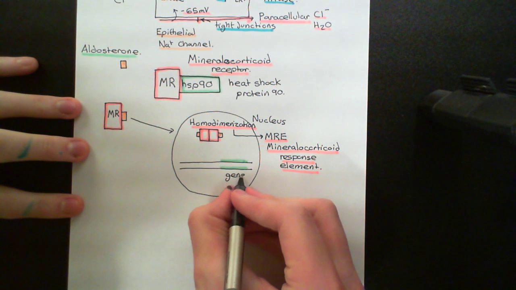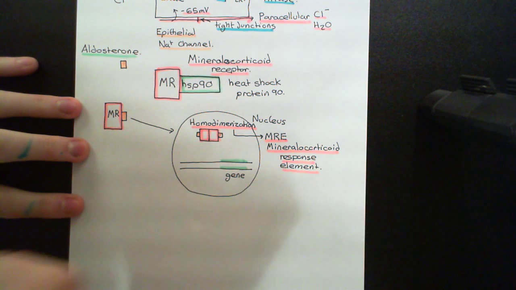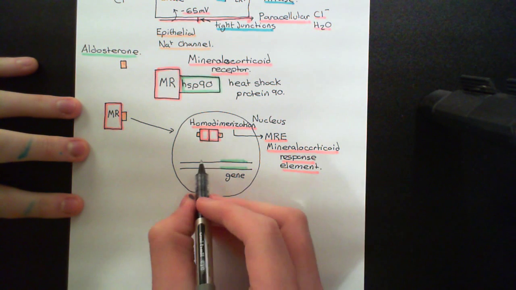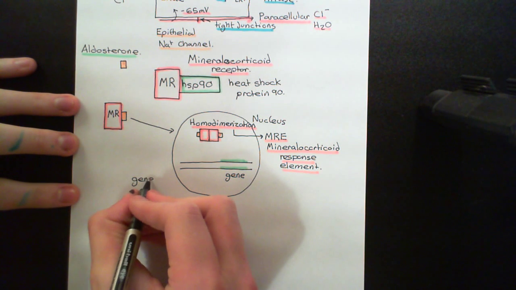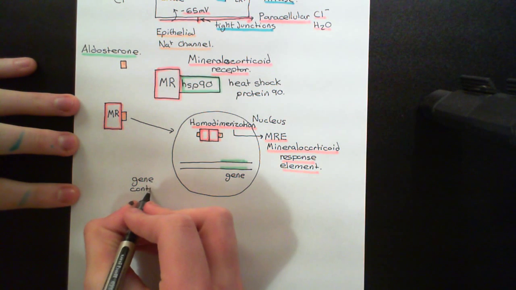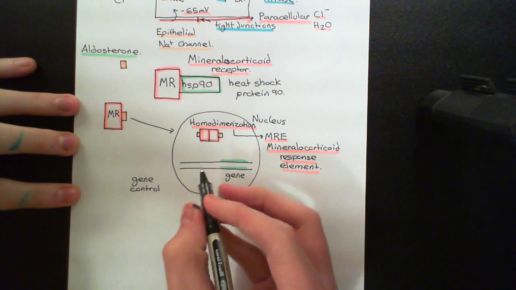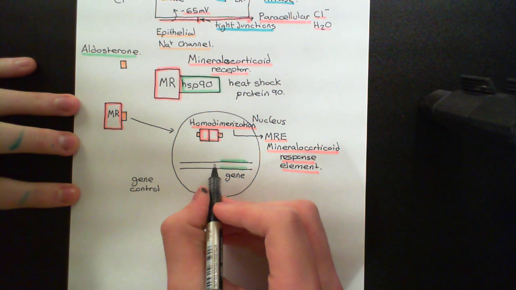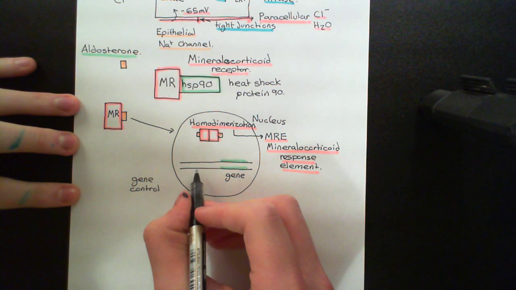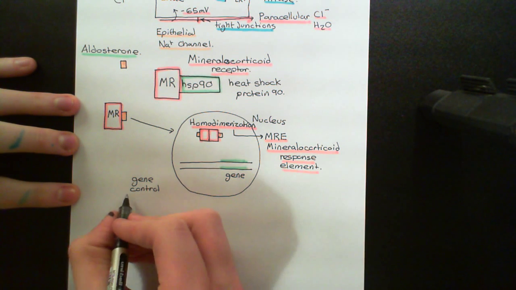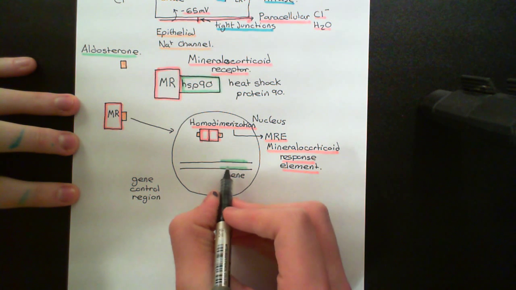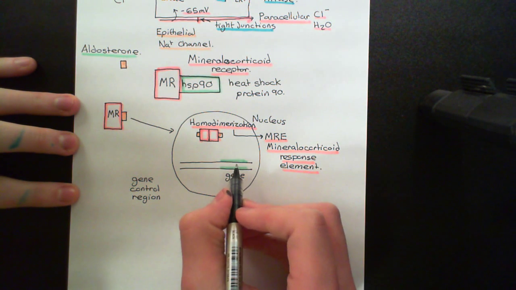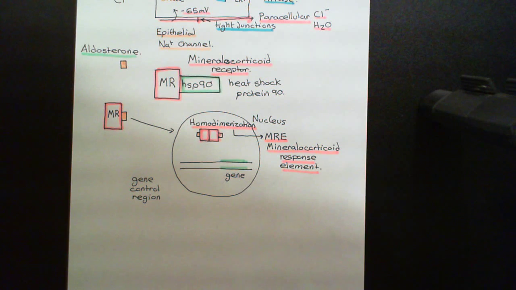So here is a gene that is going to have its expression influenced by this mineralocorticoid receptor in the activated state. The region upstream of a gene is of course known as the gene control region, and this is the region which determines the expression level of the downstream gene, i.e. how often the RNA polymerase enzyme will actually bind to the promoter region, which is part of the gene control region upstream of the gene, and then begin the transcription of the gene to produce the mRNA, and therefore determine how much of the protein is actually going to be produced.